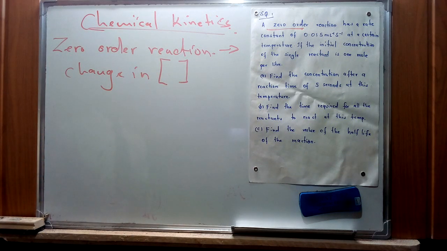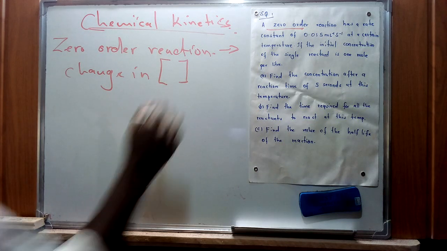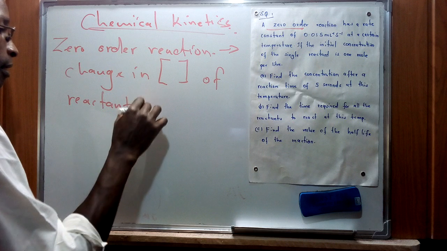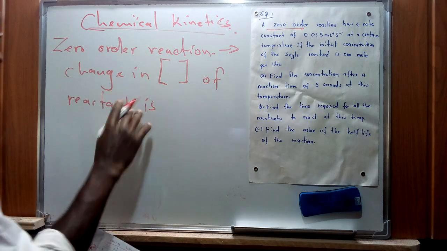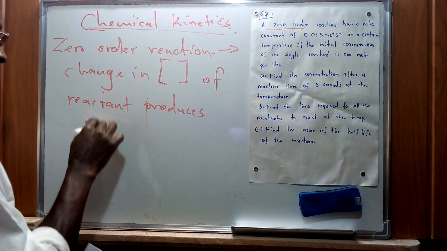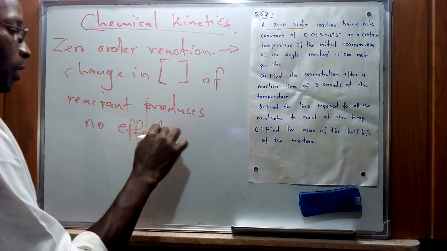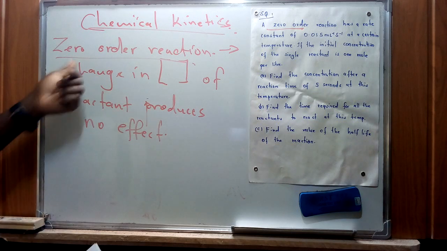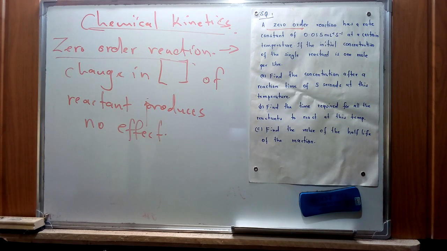So this implies that the change in concentration of a reactant produces no effect. So this applies for a zero order reaction, whereby the change in concentration of the reactant produces no effect. So therefore that is where we concluded that a zero order reaction is a reaction whose rate is independent of the concentration of reactants.